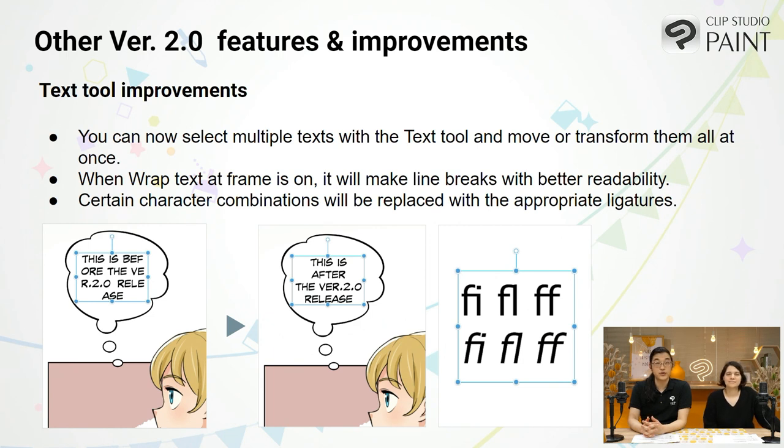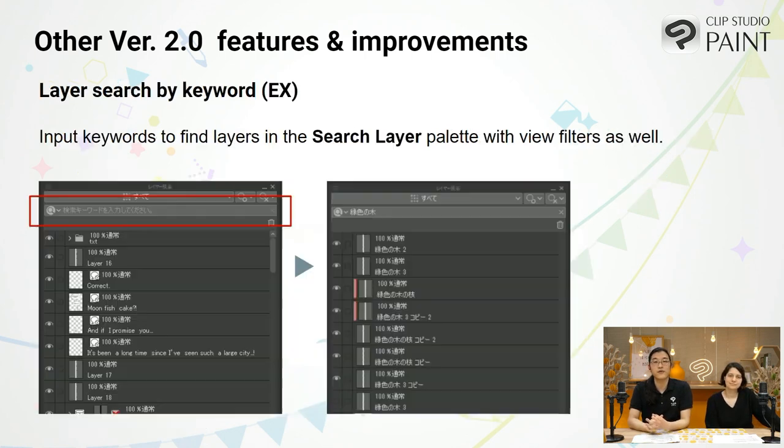And we also have text tool improvements. You can now select multiple texts with the text tool and move and transform them all at once. You also have a wrap text function, so it'll make automatic line breaks per word, not per letter as it was before. Very good. And also certain character combinations will be replaced with the appropriate ligatures. So that's very nice for people who are specific about that.